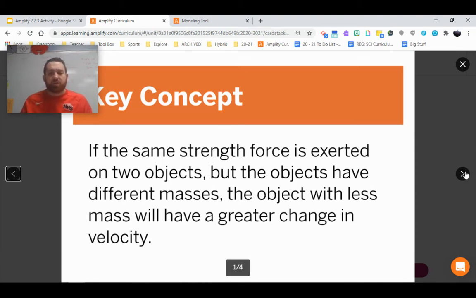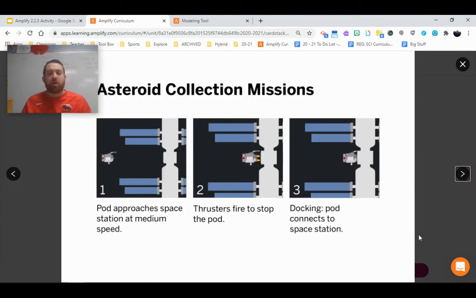So, what are those key ideas? Well, number one is we know that as our pod approached our space station, what should have happened is the thrusters turned on and slowed our pod down so that it could dock. So a normal amount of thruster force should have slowed it down and allowed it to dock. That's one key piece of information we know.